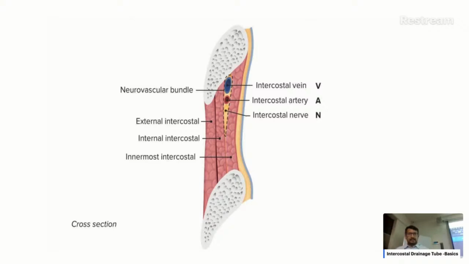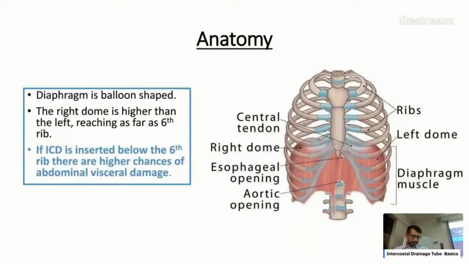In this slide, we can see these are the two innermost layers of the intercostal muscles, and the structures passing through them, which lie inferior to the superior rib, are the intercostal vein, intercostal artery, and intercostal nerve.